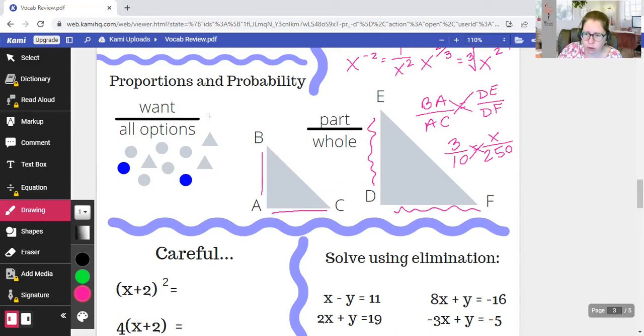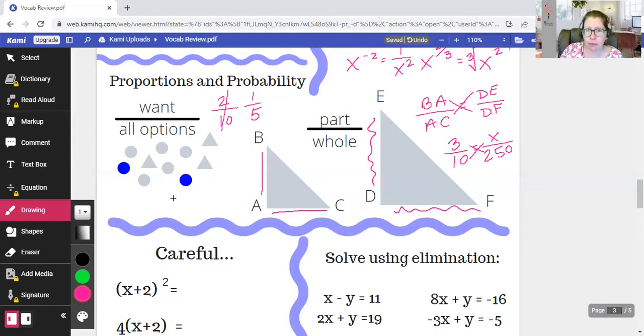Well, there are 2 blue circles, and there are 1, 2, 3, 4, 5, 6, 7, 8, 9, 10 shapes. All right, 10. Just want to make sure. And you can simplify that, you should simplify that down to 1/5.